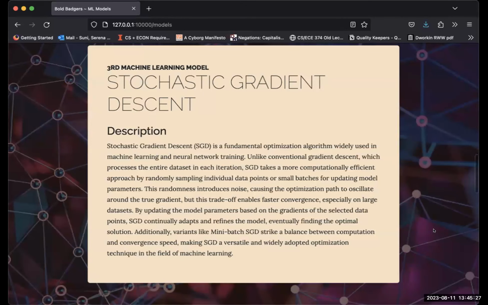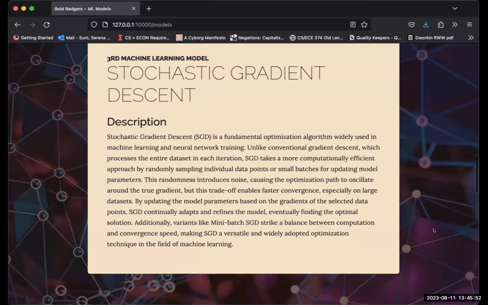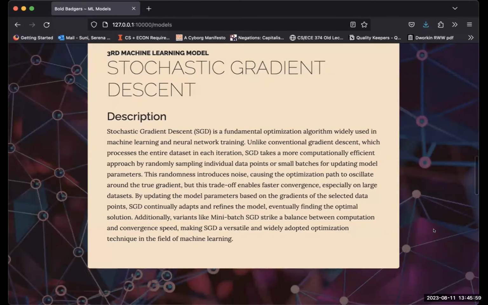Next up, we have stochastic gradient descent, or SGD. This is a bit different than the other machine learning models that we're using, mainly because this is an optimization algorithm for other machine learning algorithms. What's unique about stochastic gradient descent is that it processes data in batches, which is why sometimes you'll see neural networks have a batch size parameter. They introduce some randomness and noise into the data to provide some resilience to the algorithm.